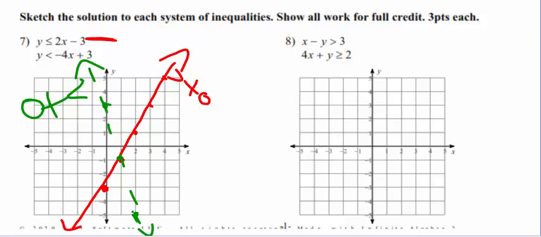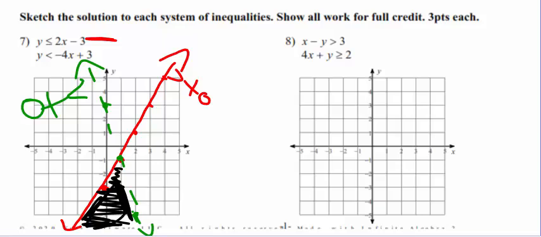Hopefully when you're looking at this and you're imagining the green side being shaded on the side you can't walk on, the red side, the side you can't walk on, the overlapping region is right here. So that's where all of our answers are. That's where all the solutions are. That's what we should have shaded.